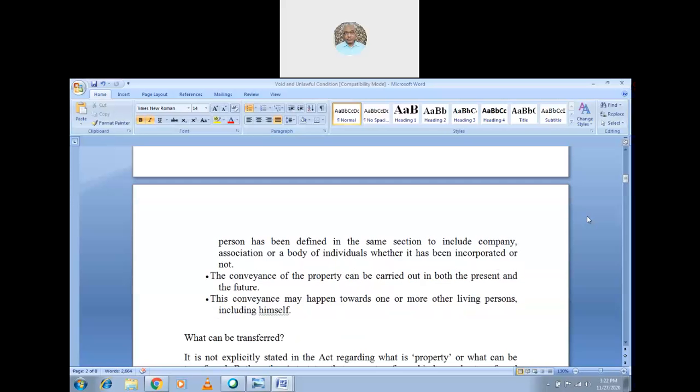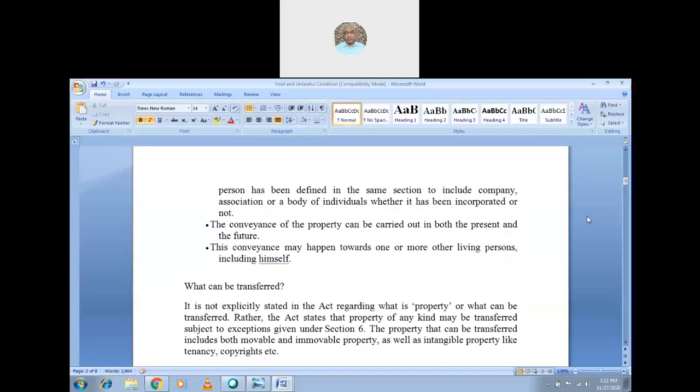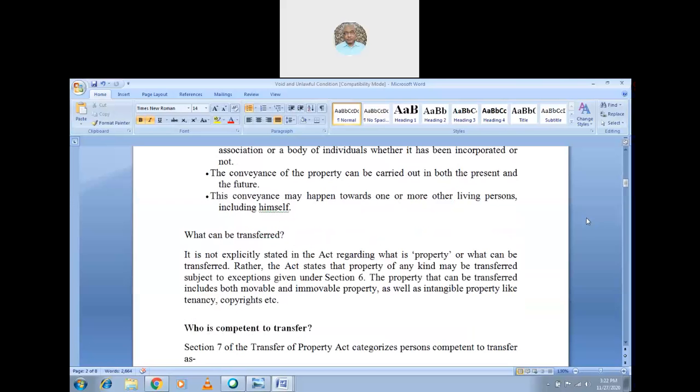The conveyance of the property can be carried out in both the present and the future. The conveyance may happen towards one or more other living persons, including himself. So, what can be transferred? It is said under Section 6, and there are exceptions from A to I, with the double D also present over there. Those are the exceptions where that property cannot be transferred, but in general, all other property can be transferred.